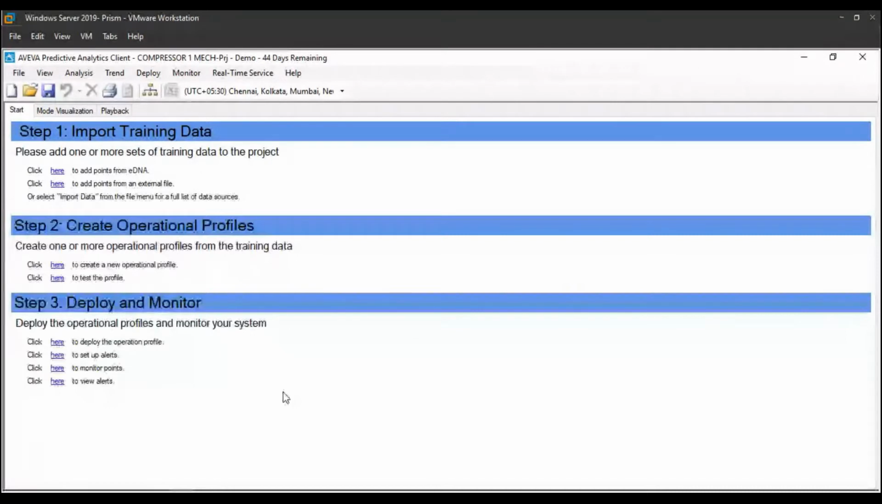So for example, if I want to monitor a turbine, for me that turbine will be an asset that I want to analyze, and I can then create a project out of that. The next term is an operational profile. An operational profile is basically a logical grouping of all the project points together, which indicates the health of my equipment. Now, I'll explain that again.